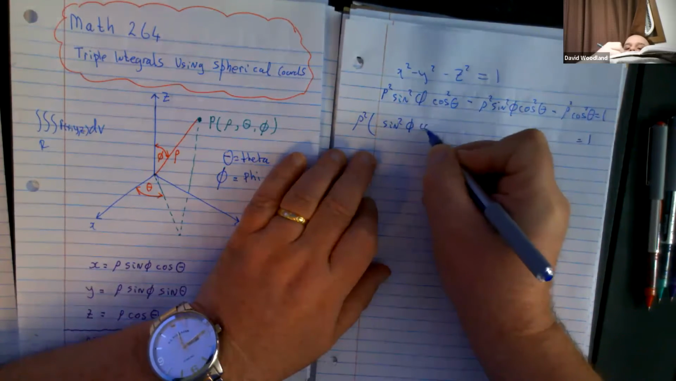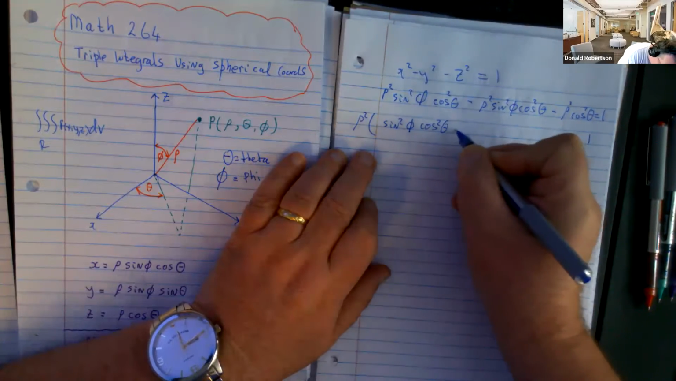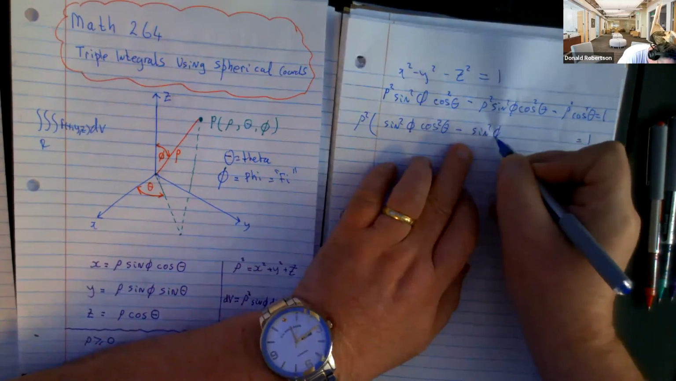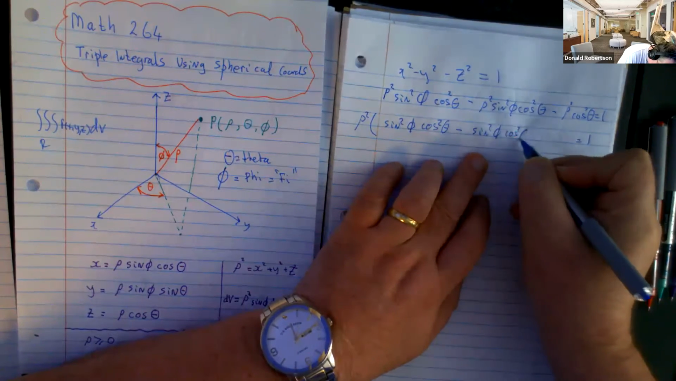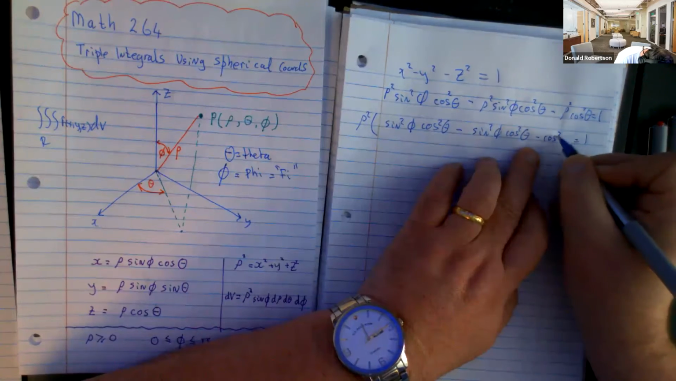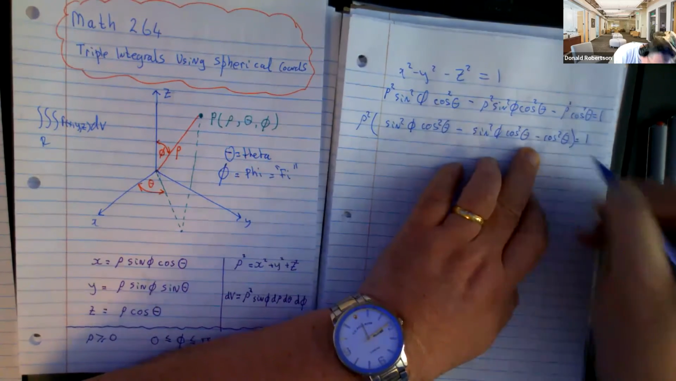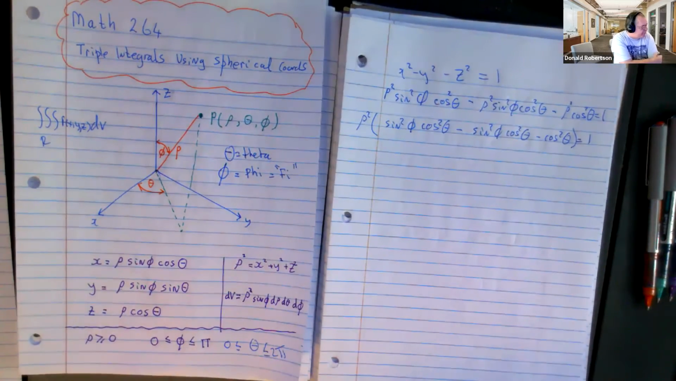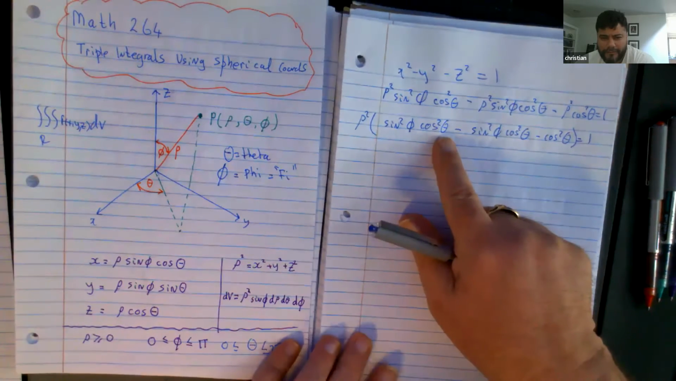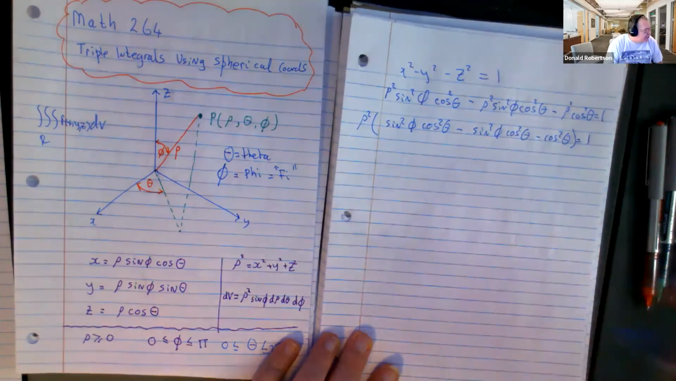Sine squared phi, cos squared theta. Take away sine squared phi, cos squared theta. Take away cos squared theta equals 1. Could you also take away the cos squared theta? Or phi? No, that's theta. That's theta, that's theta, and that's theta.